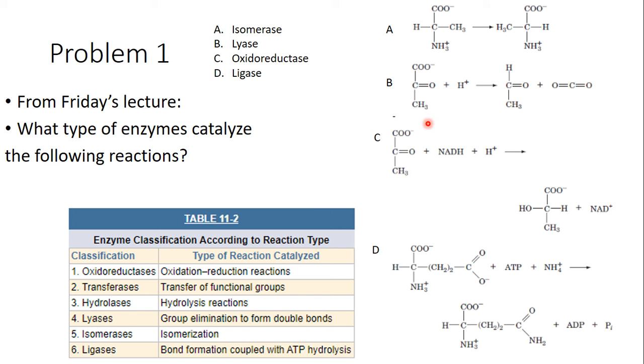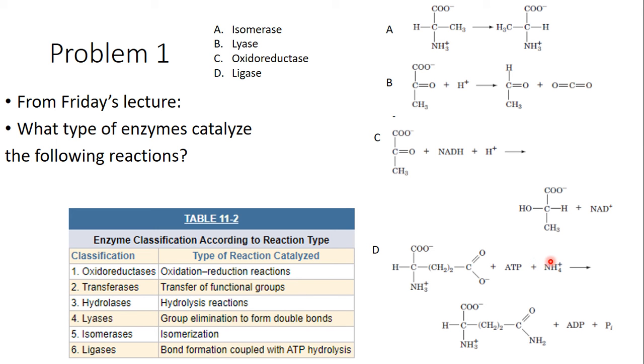Here we have a molecule, and we're adding NADH, and we're taking this C double bond O and reducing it to OH. So anytime you see NADH or FADH2, that's going to be a redox reaction, and that would be an oxidoreductase.